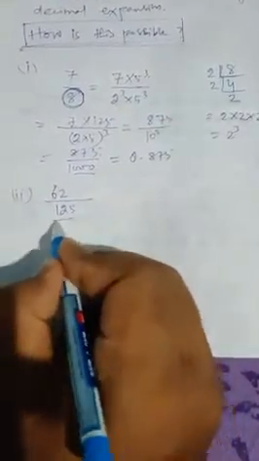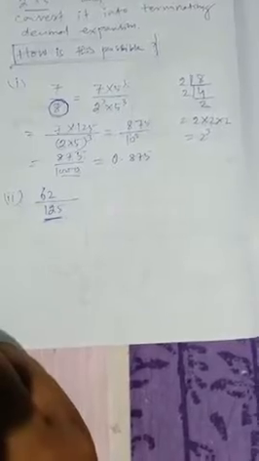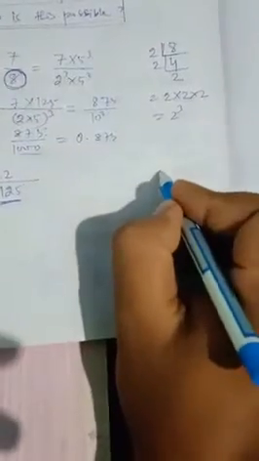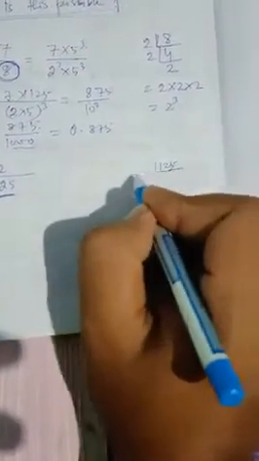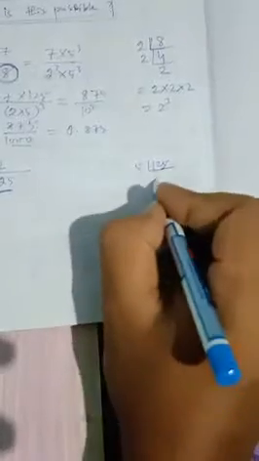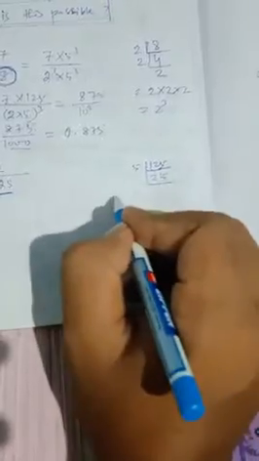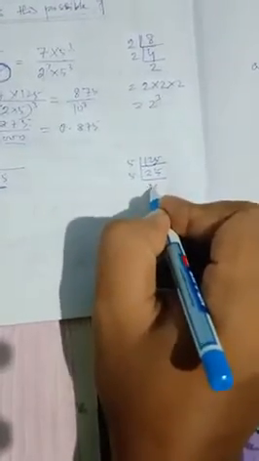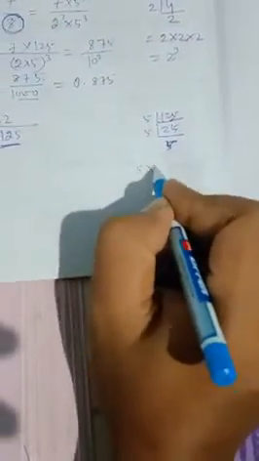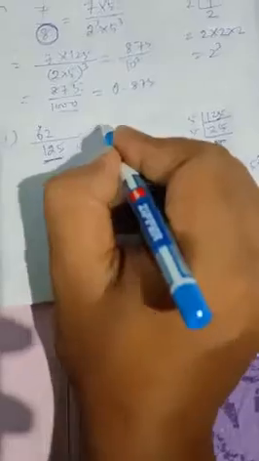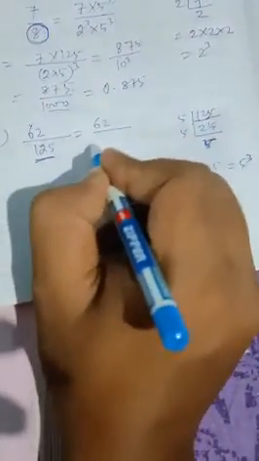Here the denominator is 125, and we have to find the prime factorization of 125 right now. So let's do 125. First of all, 5 2s are 10, 2 left, 25, 5 5s are 25, and again 5 5s are 25. We will get 5 into 5 into 5 or 5 cube right now.